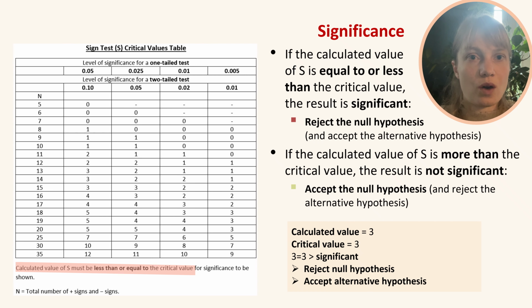Now that we know our calculated and our critical value, we can interpret the result. The rule for significance for the sign test states that the calculated value has to be equal to or less than the critical value for the result to be significant. This is indeed the case for us. Both our calculated value and our critical value are the same, 3. This means we can reject the null hypothesis and accept the alternative hypothesis and conclude that there is a significant difference between our conditions. Our results are unlikely due to chance.